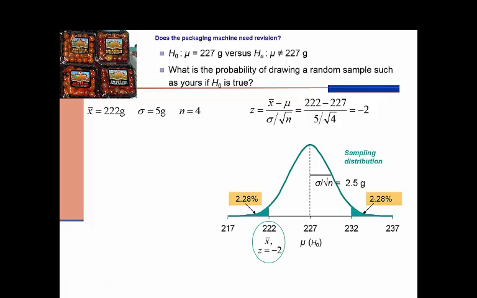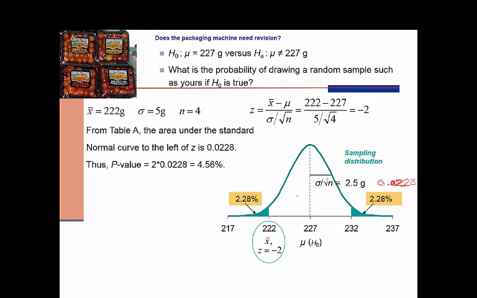Okay, so you have 2.28%, which is 0.0228. Right, 0.0228, that's 2.28%. So when you add them up, you get 4.56%. That is your total p-value.